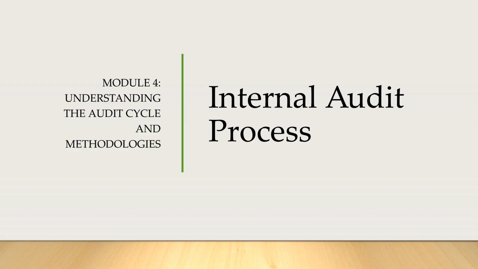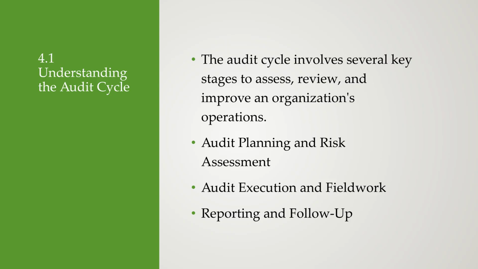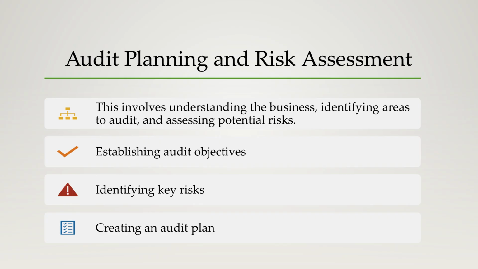Module 4 explores the internal audit process, including understanding the audit cycle and various methodologies. The audit cycle involves key stages to assess, review, and improve operations. These stages include audit planning and risk assessment, audit execution and fieldwork, and reporting and follow-up. Audit planning and risk assessment involves understanding the business and identifying areas to audit. This includes establishing objectives, identifying key risks, and creating the audit plan.